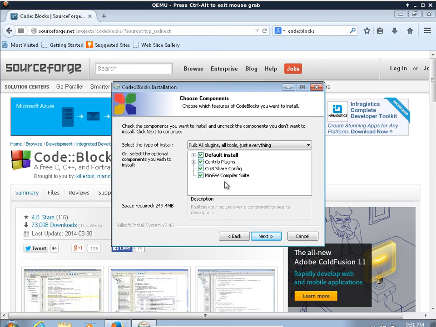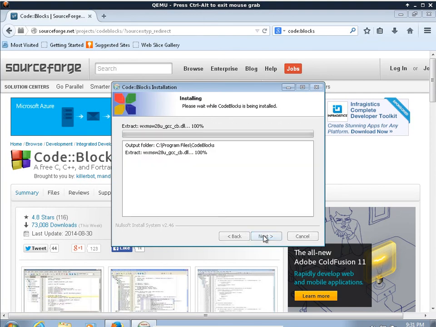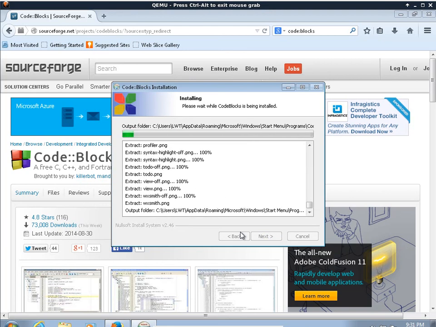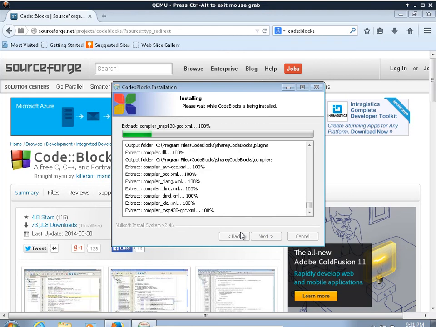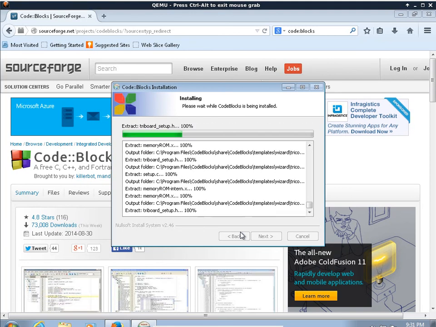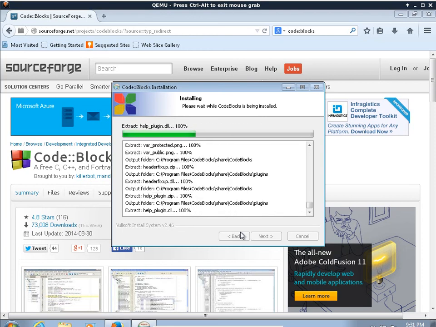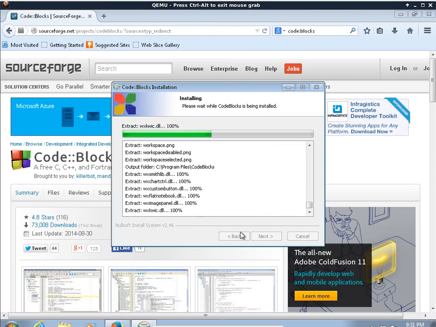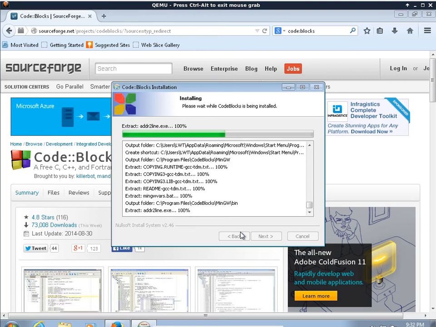When you install, you have to make sure that the MinGW compiler suite is a part of it. If you don't see that as an option, you probably downloaded the wrong installer. Well, I saw that too. It had it. Okay, well, let's go ahead and install it, and we'll run a quick sample program. That's actually not bad, considering this is Windows 7 in an emulator. But these computers, this one is actually really fast.